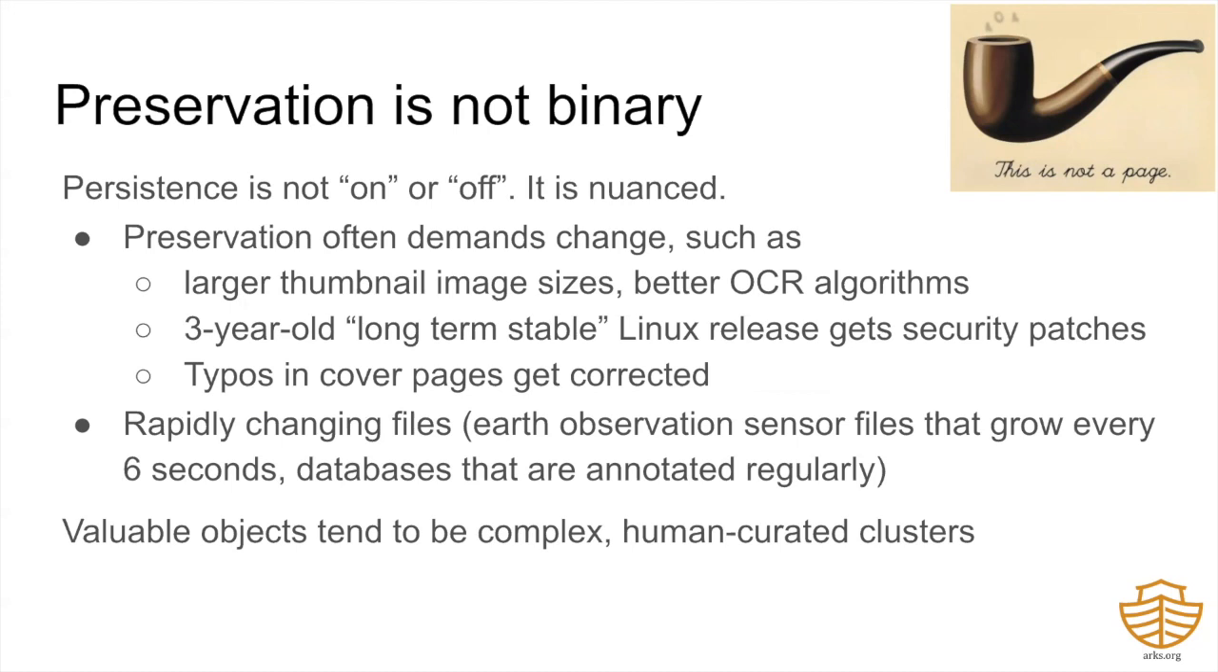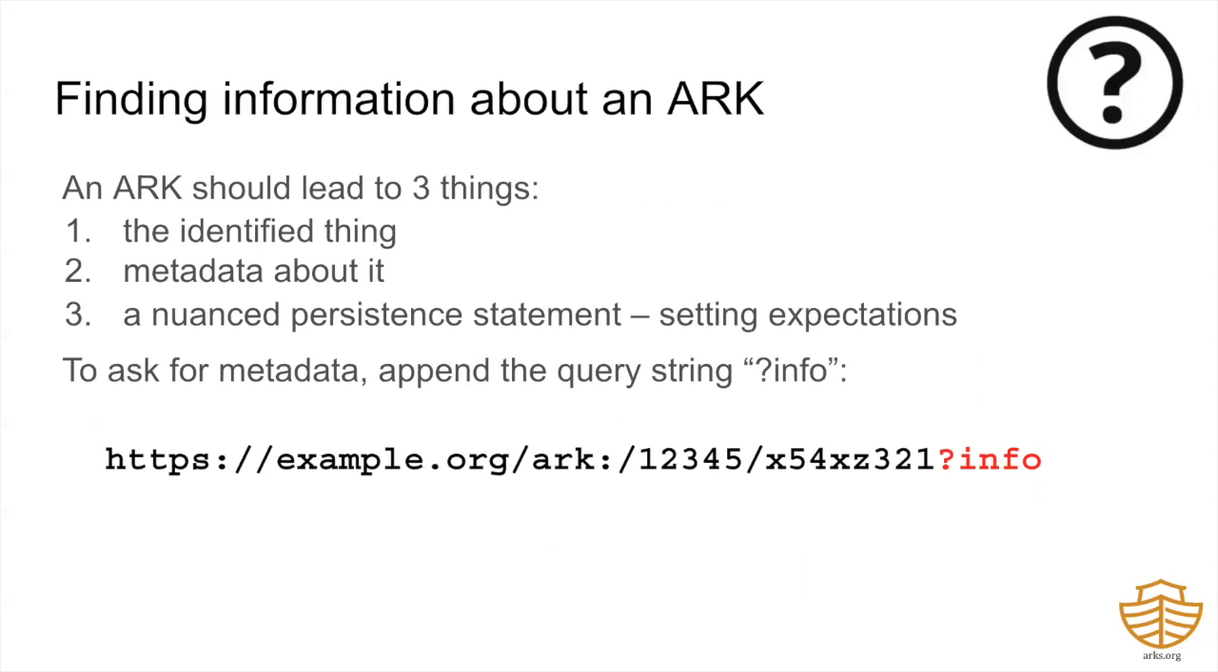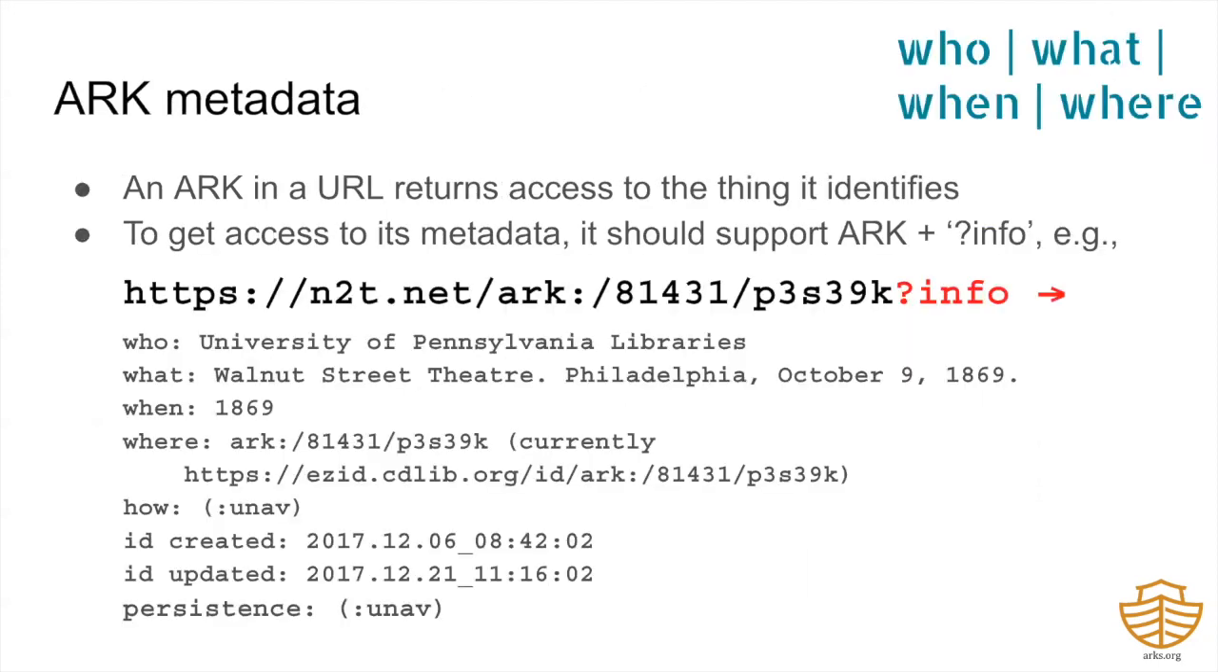Ironically, preservation often involves change. Valuable objects tend to be complex, human-curated clusters of digital artifacts that curators are forced to change in order to keep up with changing technical, policy, security, and legal requirements, as well as user expectations. An ARC should lead to three things: to the identified thing, whether it's digital, physical, or conceptual, to metadata about it, and to a nuanced persistence statement that sets expectations.